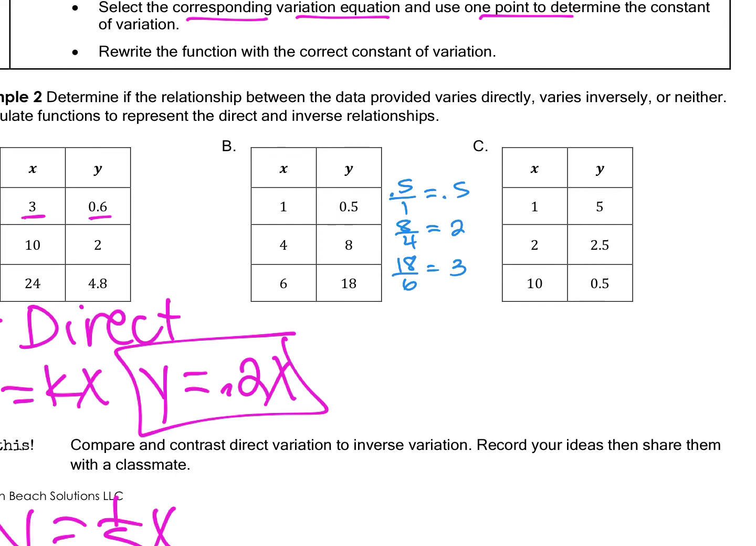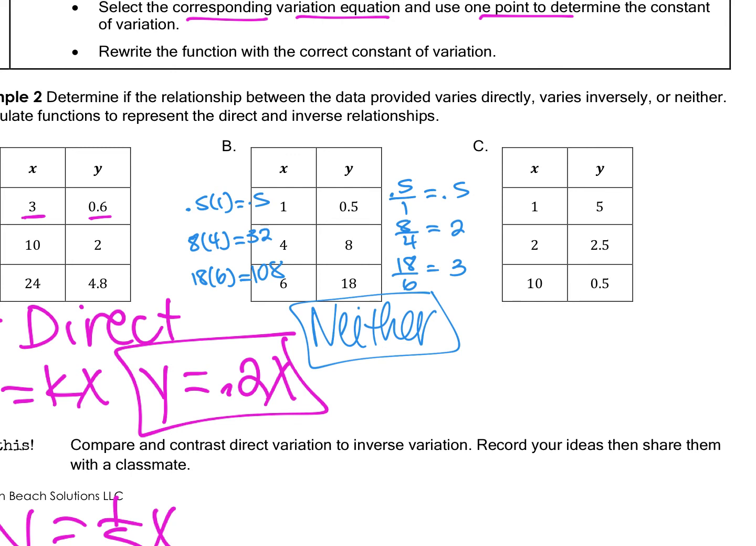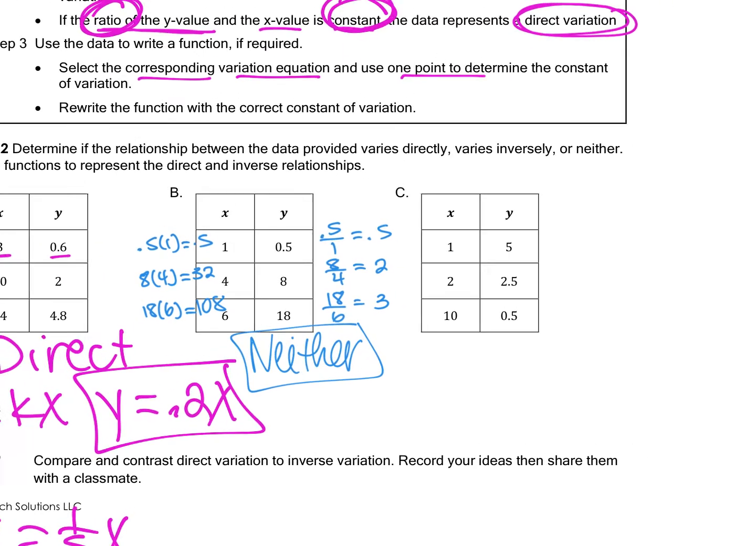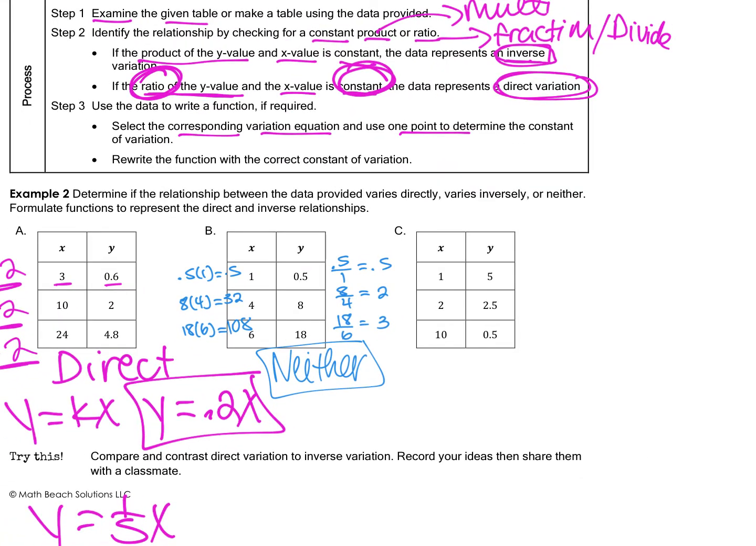So now I need to look and see if the product is a constant. So I need to do 0.5 times 1, which is 0.5. 8 times 4, which is 32. And then 18 times 6, which is 108. Notice those are not the same either, which means there is not either inversely proportional or directly proportional. So they don't have anything in common. There's not a constant there, so you would just write neither.